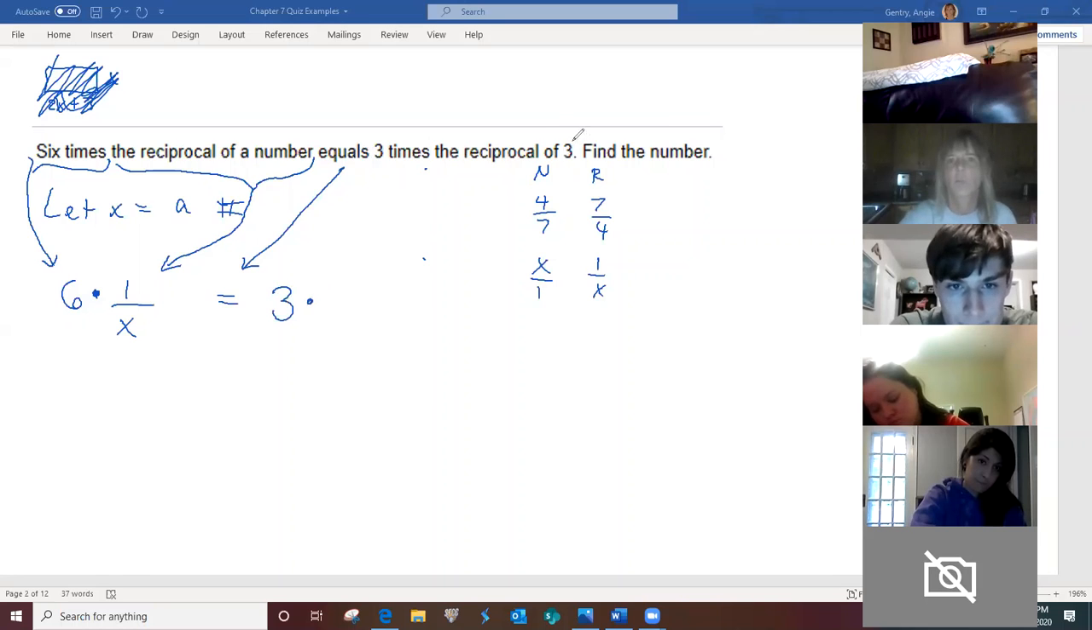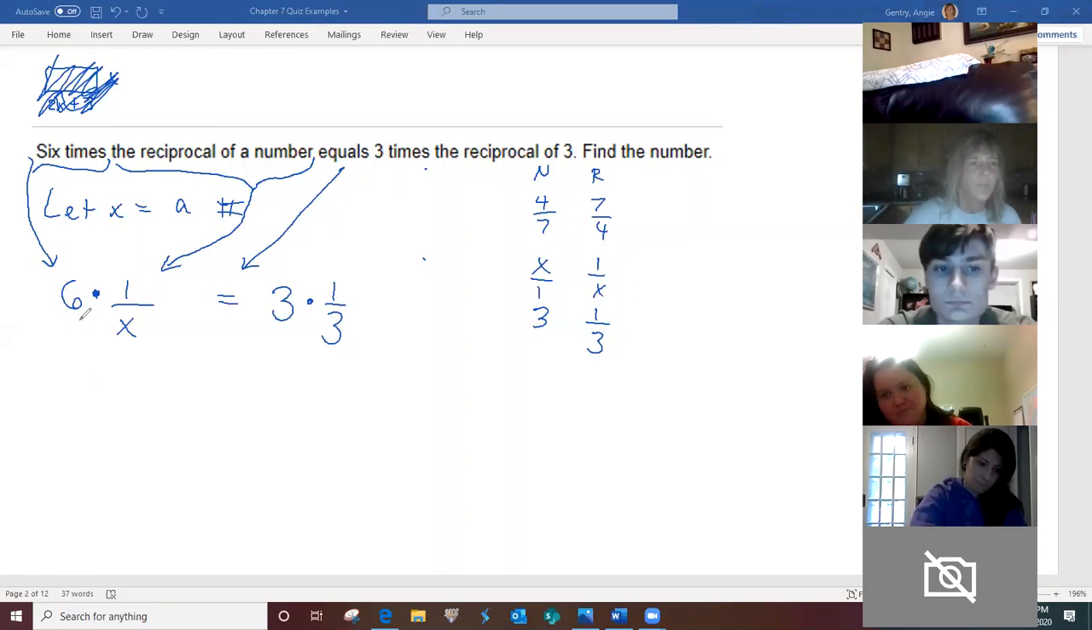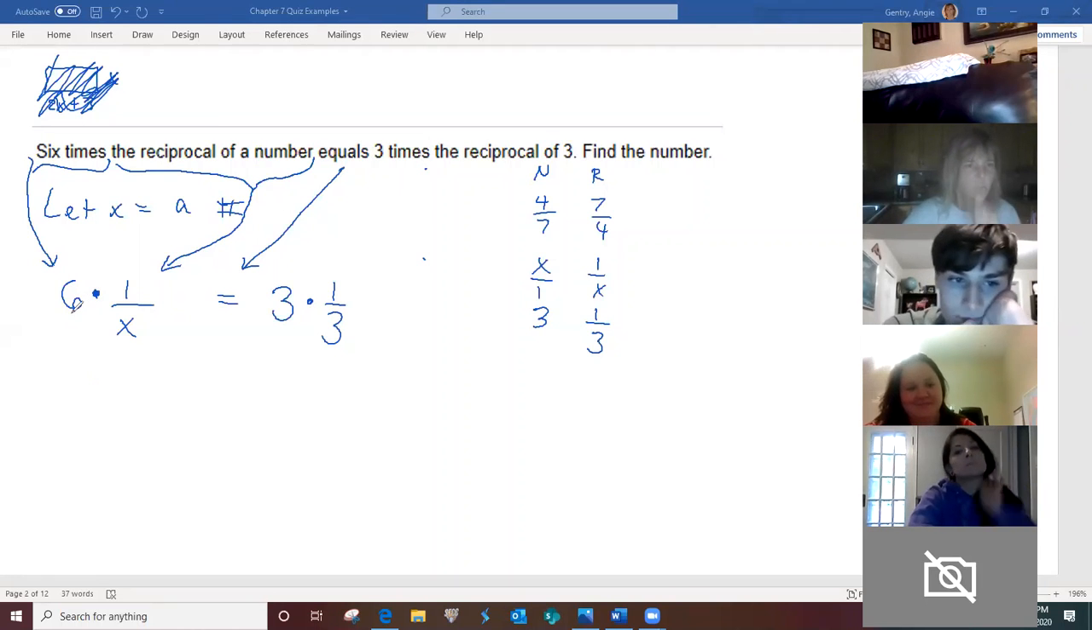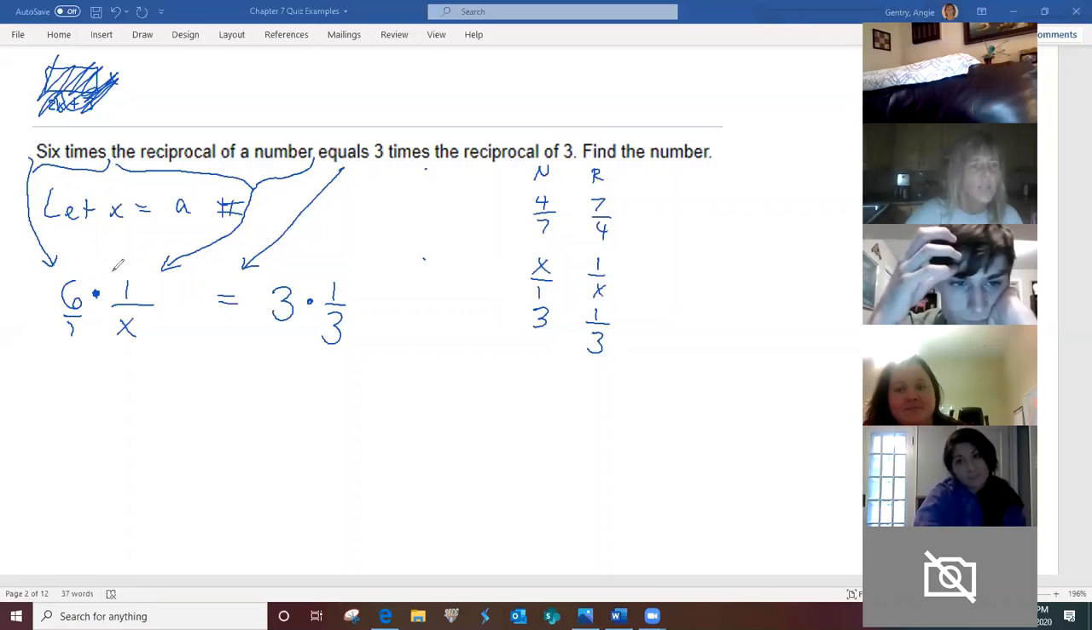the reciprocal of 3, that's kind of silly, isn't it? If the number is 3, then the reciprocal of 3 is a third, and 3 times a third is just 1. Isn't that kind of silly? I can't help it. This is computer generated. Excuse me. Okay, 6 times 1.